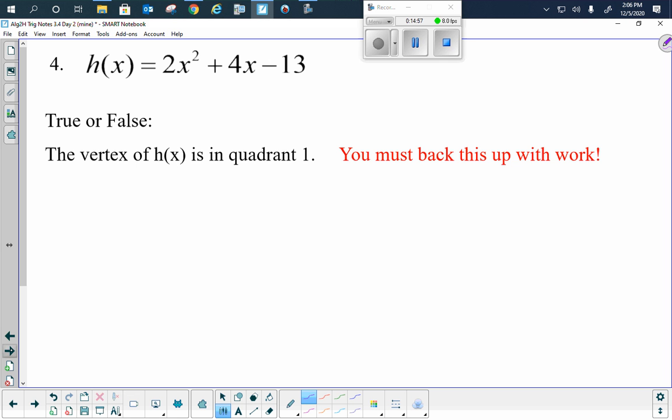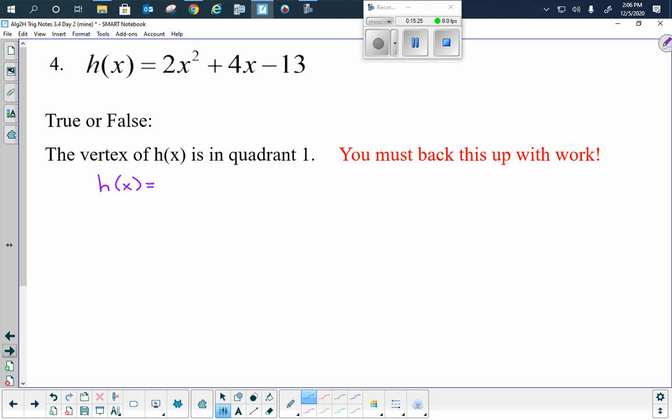Here's a different kind, guys. On this true and false, I'm giving you h of x and making the statement: true or false, the vertex of h of x is in quadrant 1. Again, if you simply tell me true or false and I don't see enough work, no credit. You must back this up with work. If they're asking me about a vertex, I'm going to do the work and find the vertex.